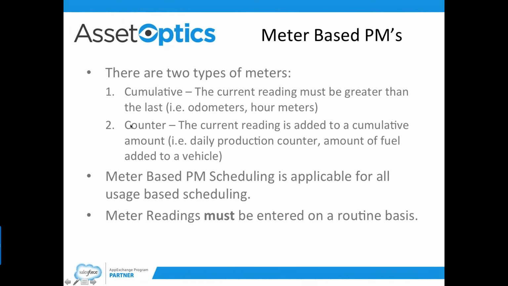There's something called a counter. And a counter is a meter that is reset back to 0 every single time that you go to put in a reading. So that might be something like a production counter, a unit counter on a piece of production machinery or a production line, or the amount of fuel added to a vehicle. So there's a number of things that you can use the meter for, even if you don't use that meter, let's say a counter meter, for doing preventive maintenance scheduling.